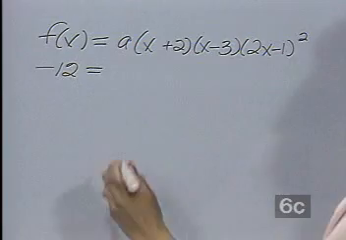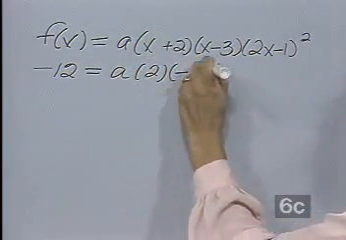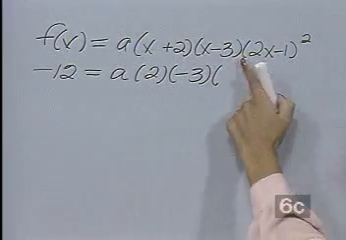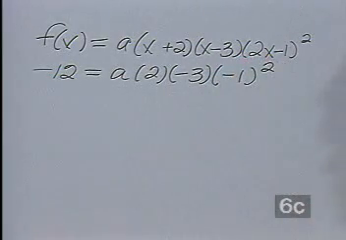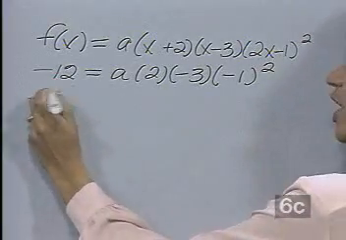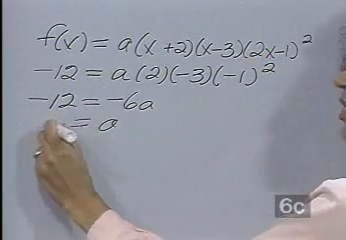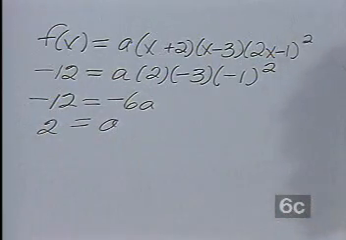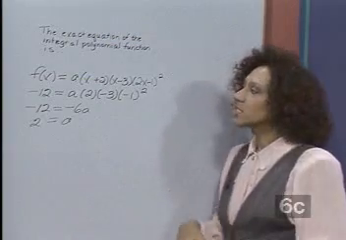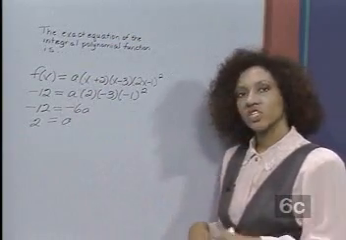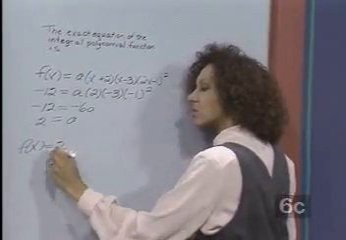We get then negative 12 is equal to a multiplied by 2, multiplied by negative 3, multiplied by (2 times 0, minus 1) squared. Solving now for a, we get negative 12 is equal to negative 6a. A, therefore, is equal to positive 2. And although now we found the constant factor, we still need to substitute that back into the function in order to write the exact unique function that we're looking for.